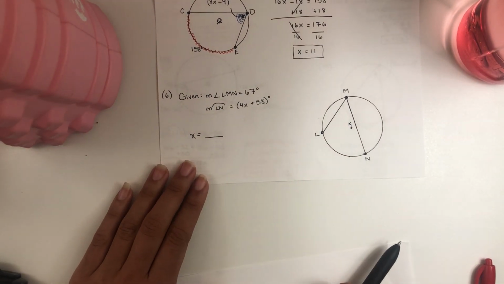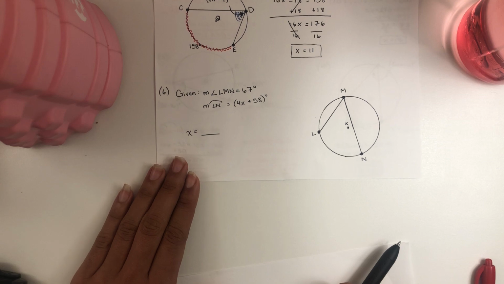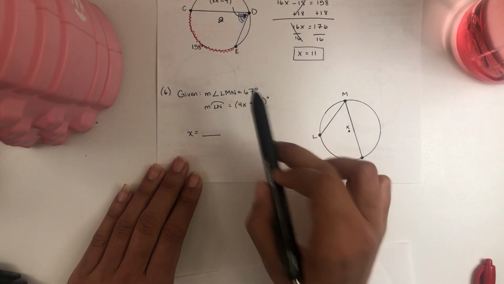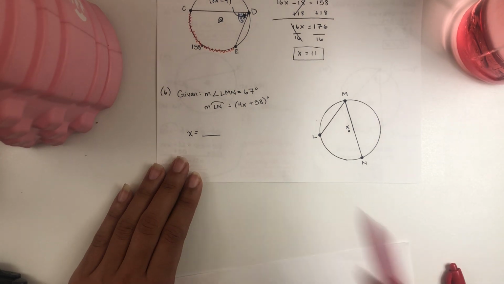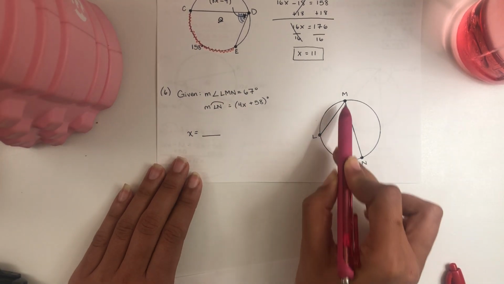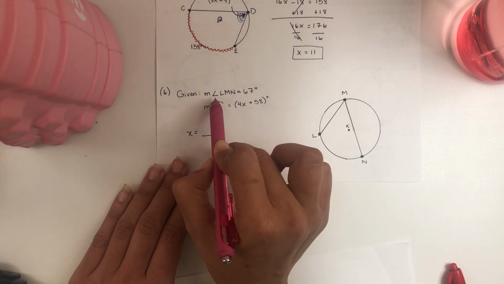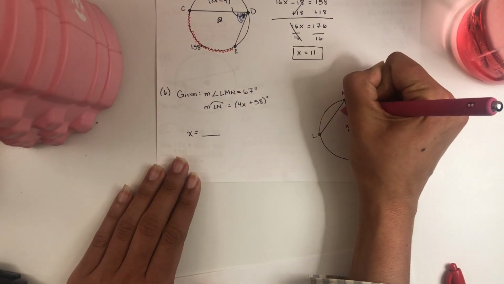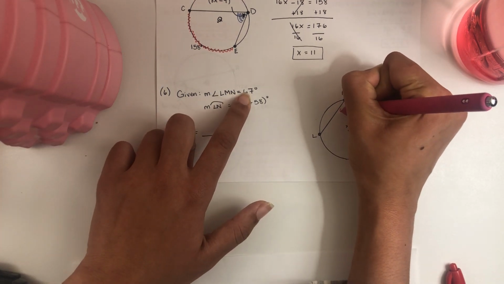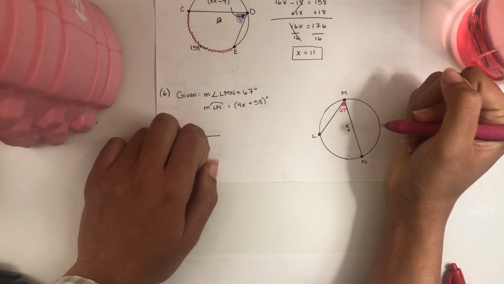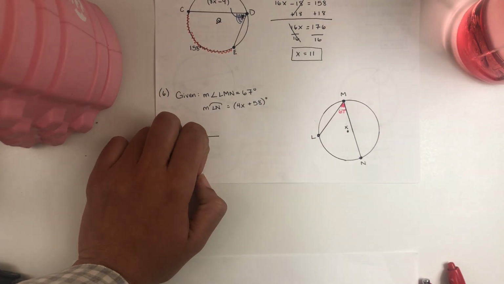Pause the video, get this down. Okay, so given this is equal to 67 degrees. So let's find this. LMN. We know it's talking about the angle and not the arc, right? This is a symbol for angle. So right in here is 67 degrees. Right in there is 67 degrees.